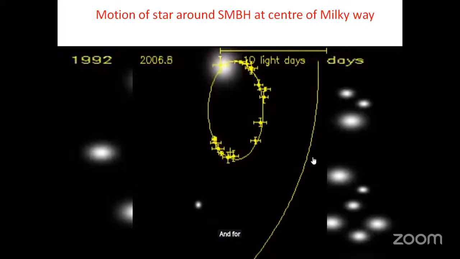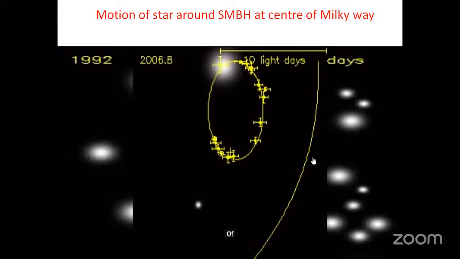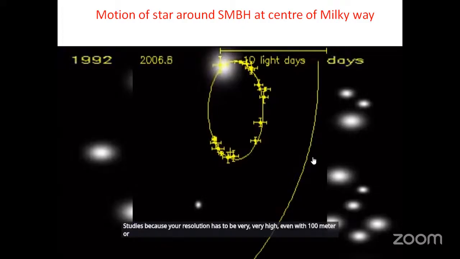For this work, Genzel and her team in 2020, if I'm right, got the Nobel Prize. This is the first dynamical confirmation that supermassive black holes exist. Of course, for other galaxies we cannot perform such studies because the resolution has to be very, very high. Even with a 100-meter or 200-meter telescope we cannot do that. So we have to rely on some other methods. What is the other method?